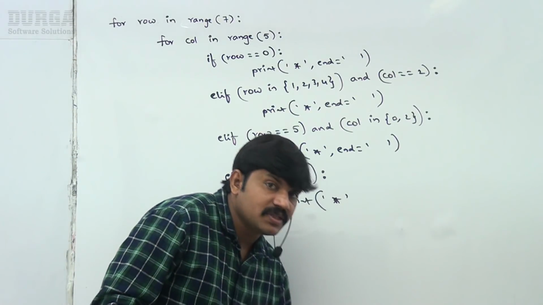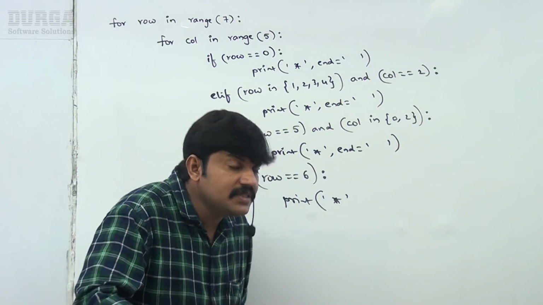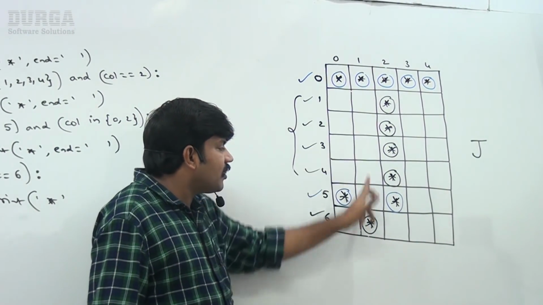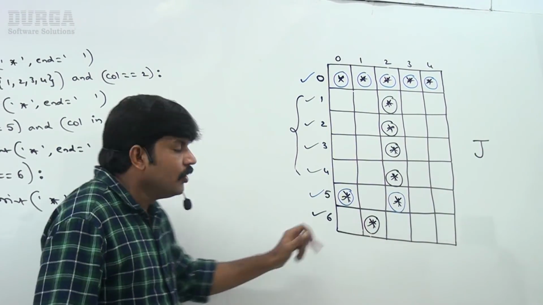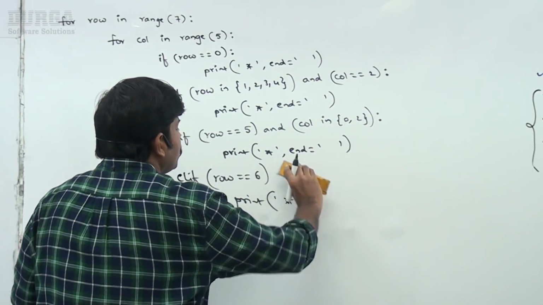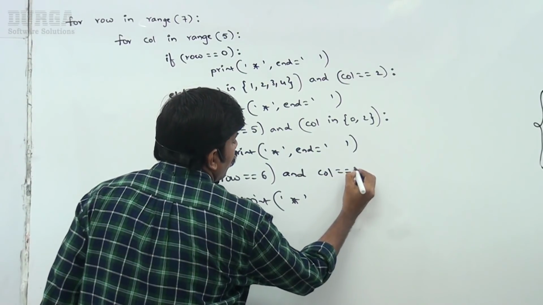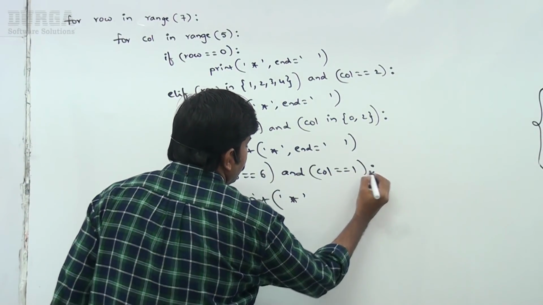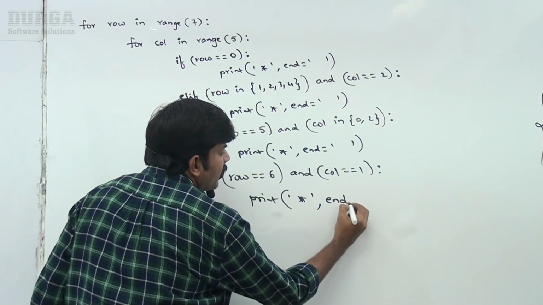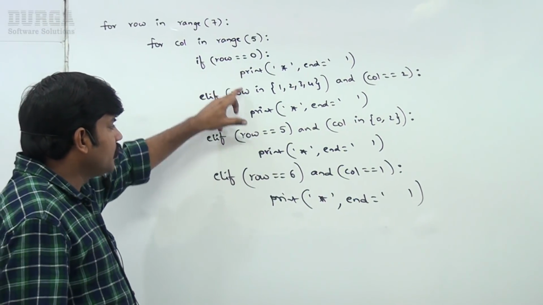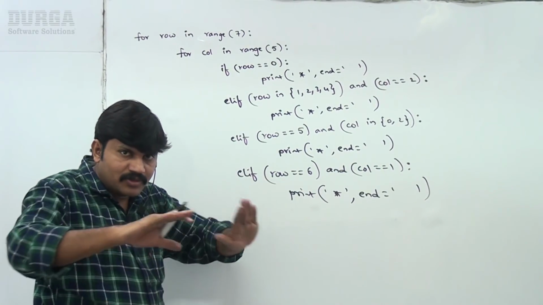Row is equal to 6 and the column is equal to 1. Please observe: row is equal to 6 and the column is equal to 1. Can you please print a star? end is equal to space. Okay, row number 0 to 6, all rows completed.